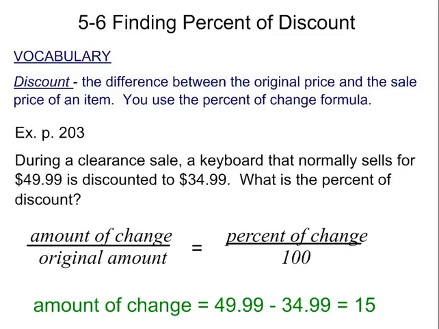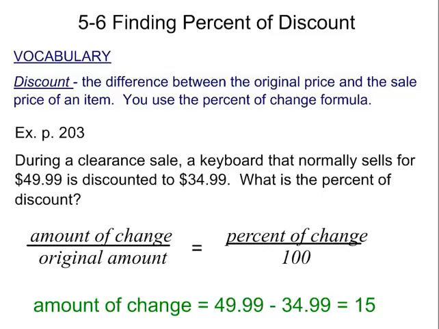The vocabulary we need to know for this section is the word discount. Discount is the difference between the original price and now the sale price of an item. You use the percent of change formula, so it's the same formula. You guys should have it down pat by now.